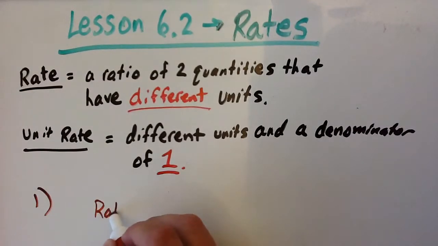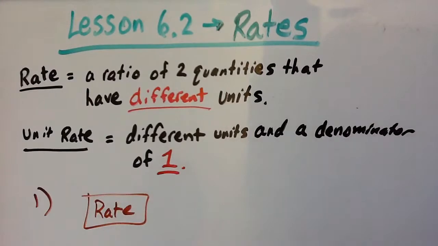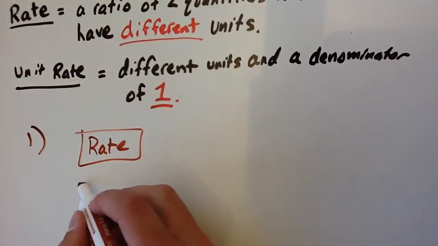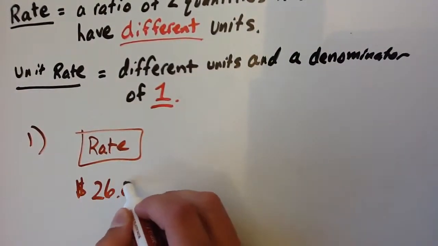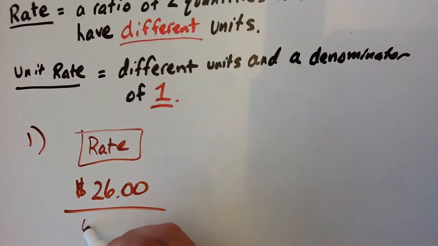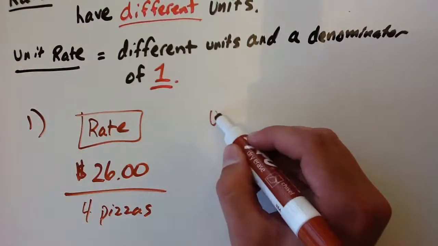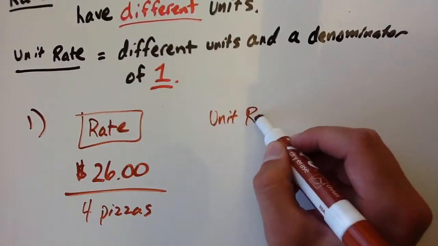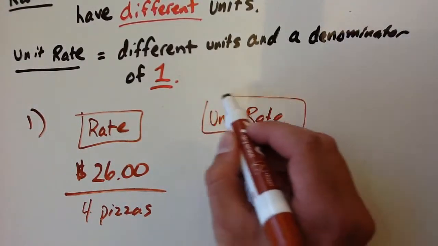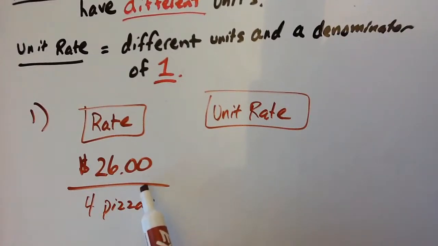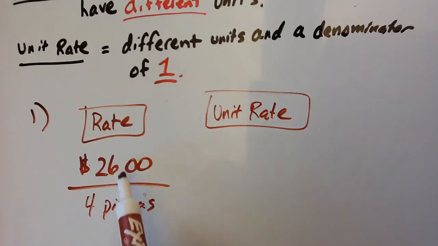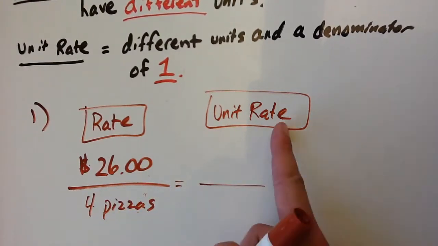Okay, so first let's write the rate that is given to us. So we're paying $26 for 4 pizzas. All right, so this is the rate, right? $26 per 4 pizzas. And we want the unit price, or we could say the unit rate. Okay, so here obviously we're comparing two different units, right? We're comparing dollars to pizzas. And so what we're going to do is set this rate equal to the unit rate.